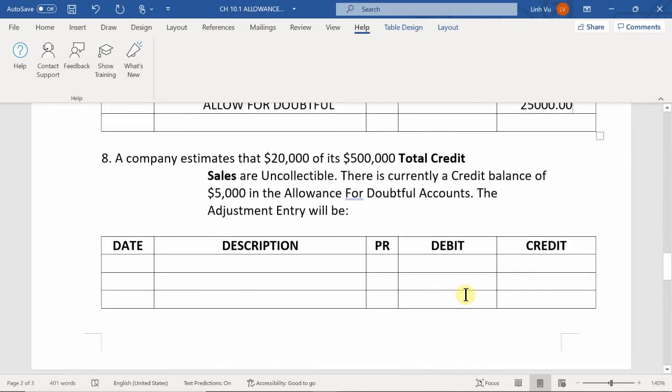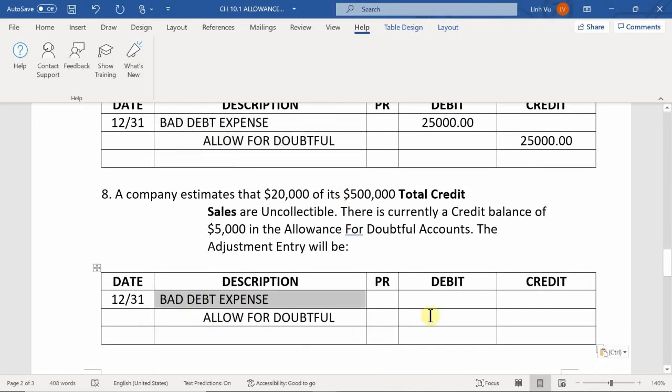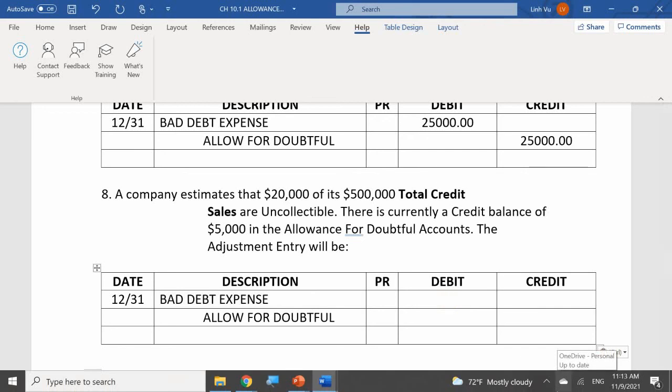How about this one? If a company estimates that 20,000 of $500,000 of total credit sales is to be uncollectible, and there's currently a credit balance of $5,000 in the allowance for doubtful accounts, the adjustment entry will be bad debt expense and allowance for doubtful accounts. Okay, and what's the number going to be here? The difference between 20,000 and 500? 15,000. No.